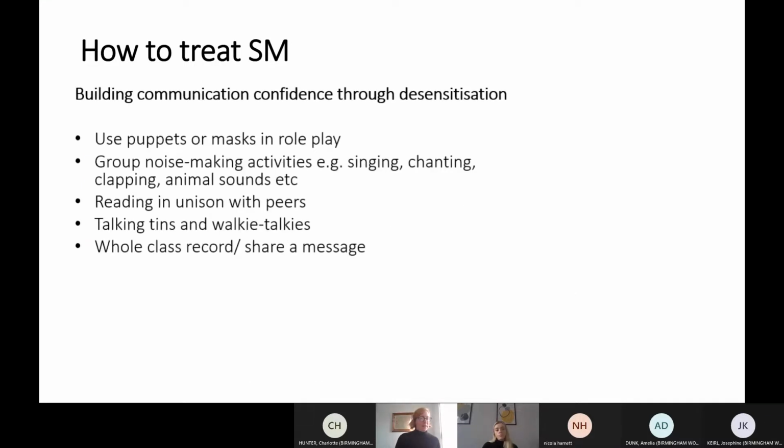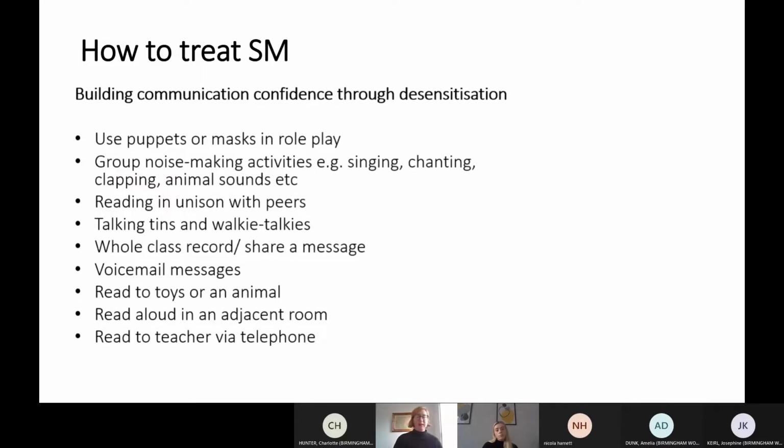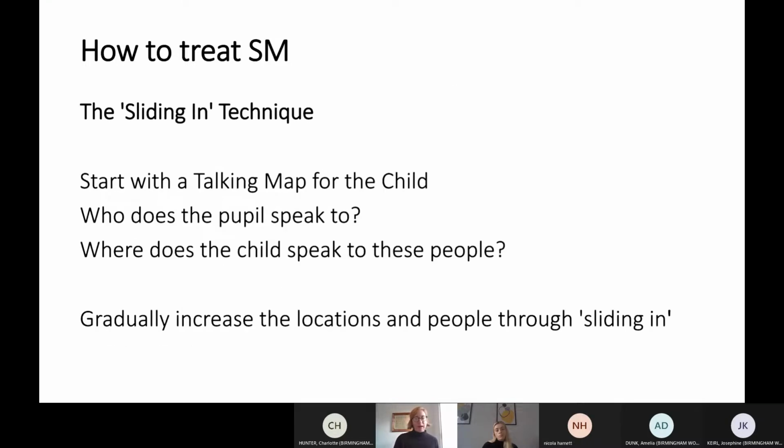Okay. And there's all sorts of other things about desensitization, and I won't go through all of them. But there are things like role play, sound making, recording a message on something, voicemail messages that they can play to a grandparent, or things like that. There's all sorts of different things.